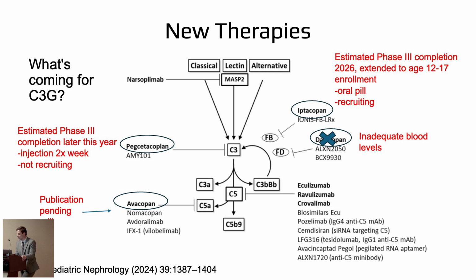Danicopan failed. It could not reach adequate blood levels. This targeted factor D, which is a gas instead of a brake. This is the gas pedal, and if you could block the gas pedal, perhaps that would slow this down, but the drug didn't reach adequate levels in the blood to do that. There are other versions of this, though, in the works.